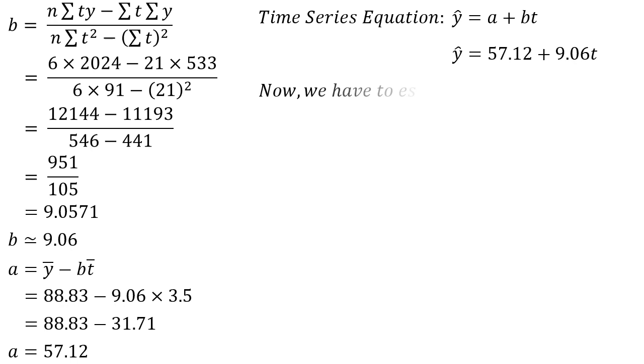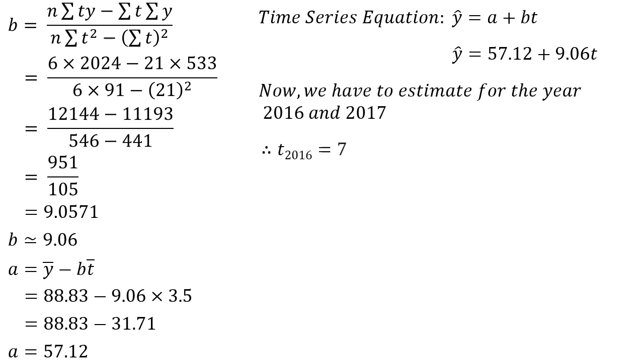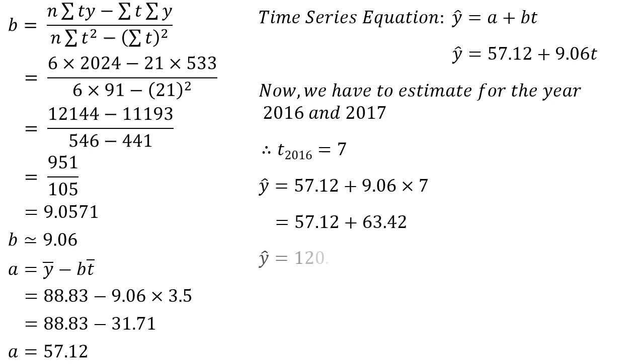Now we have to estimate for the years 2016 and 17. So first we will start with t for 2016, that would be 7. We will put that 7 into our regular equation, and then we will multiply it with 9.06, and then we will add the answer into a, that is 57.12, to get 120.54 thousand. These are the vehicles in thousands.